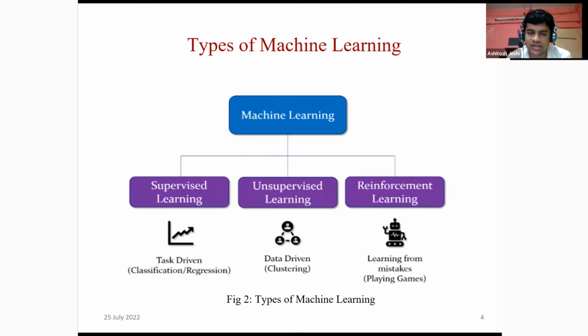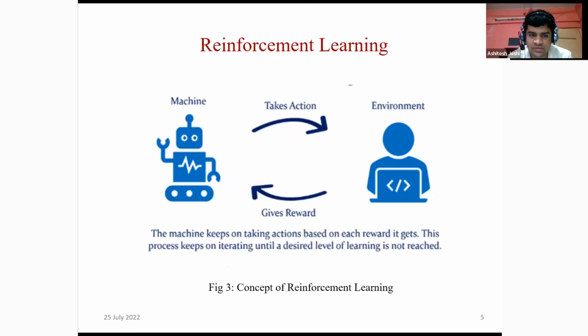Machine learning is of 3 types: supervised, which is based on labeled datasets; unsupervised, which is not based on labeled datasets; and reinforcement learning, which is learning from mistakes based on experience. This is an overview of the reinforcement learning method, where the machine takes an action, the environment gives some reward or penalty, and this continues until the desired number of iterations is reached.